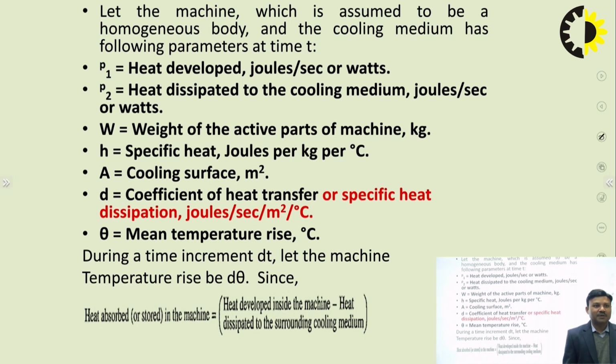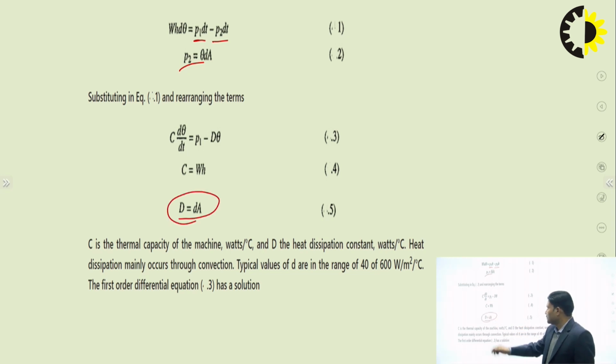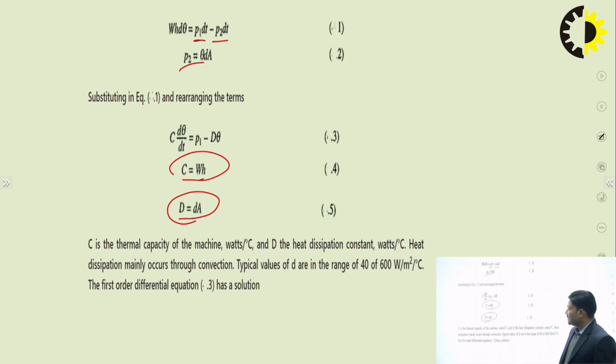During a time increment dt, let the machine temperature rise be d theta. The heat absorbed or stored in the machine is given by the heat developed inside the machine minus the heat dissipated to the surrounding cooling medium. So this is the heat developed and this is the heat dissipated to the surrounding cooling medium. These are two equations, and rearranging the terms, we get the equation where C equals WH, where C is the thermal capacity of machine in watts per degree centigrade, and D is the heat dissipation constant, in watts per degree centigrade.